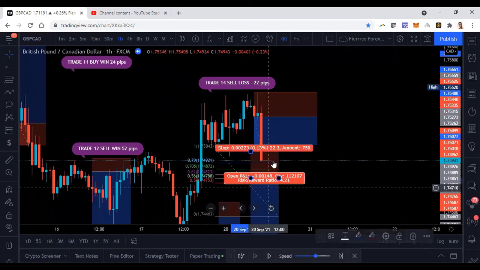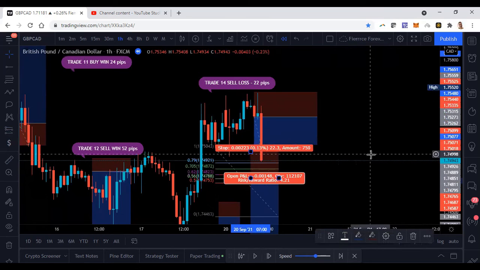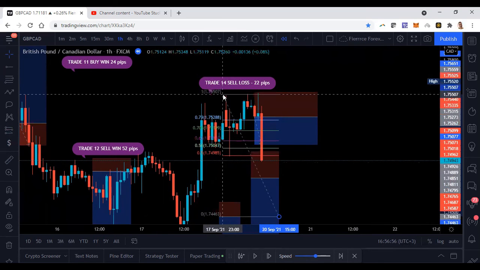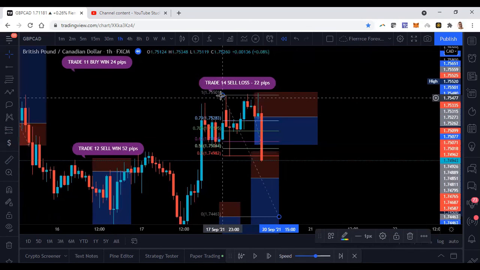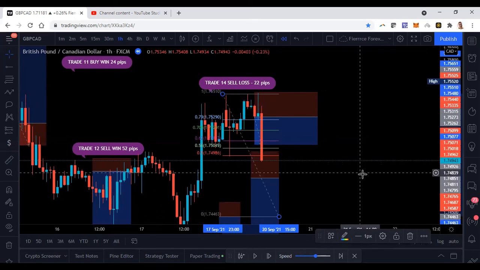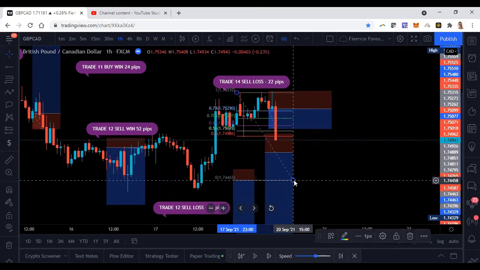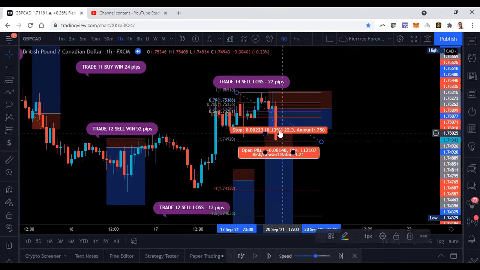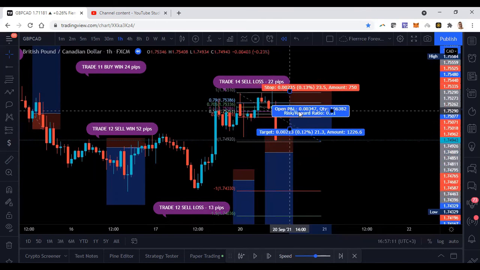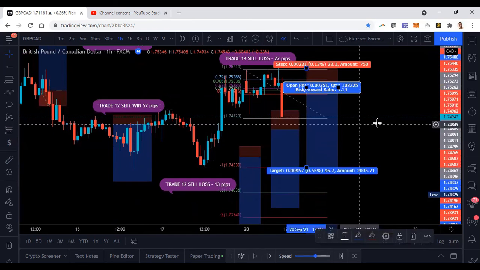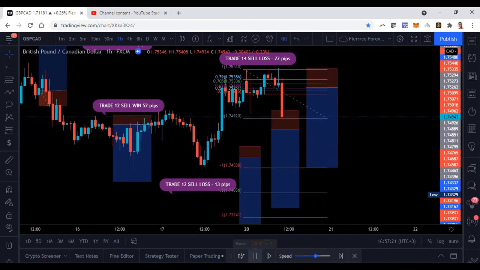It's about 21 pips. So let me put my parameters. That's another way you can enter. I don't always enter on the fib. I look at price action as well. So my take profit is down here at 96 pips. Will we get there? I don't know, guys. I don't know.